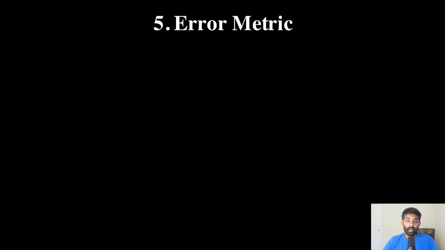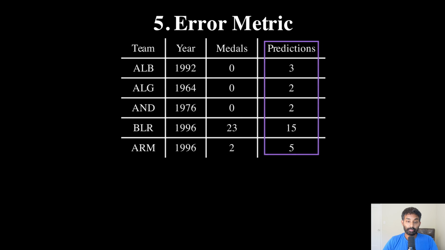And the fifth step is going to be finding an error metric that we can use to evaluate the performance of our machine learning model. So our machine learning model is going to create predictions. So we're going to predict how many medals we think a country should have earned in a given Olympics. And those predictions are going to be different from the actual medal counts. And we need a way to figure out if those predictions are good or not. And the way we do that is to use an error metric.